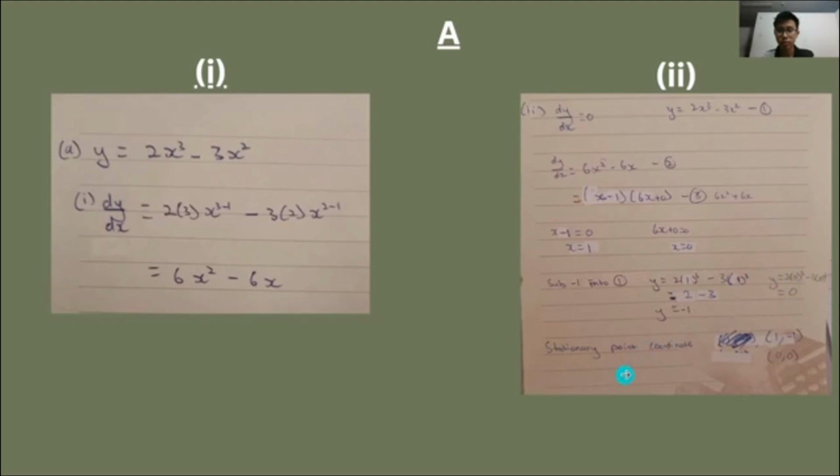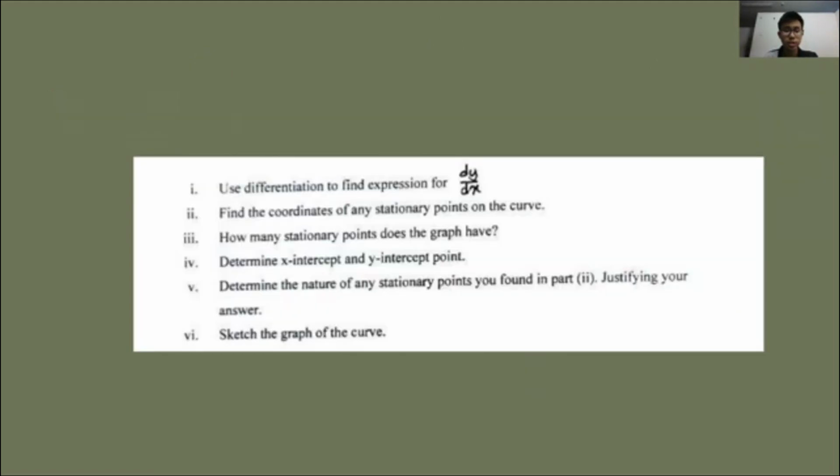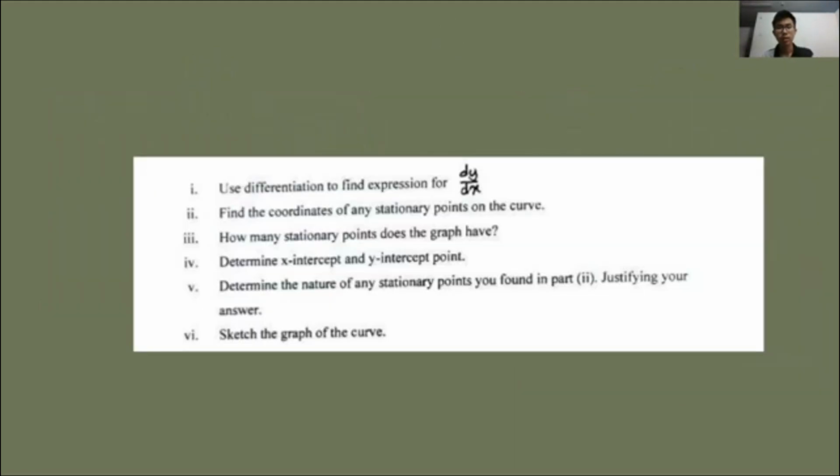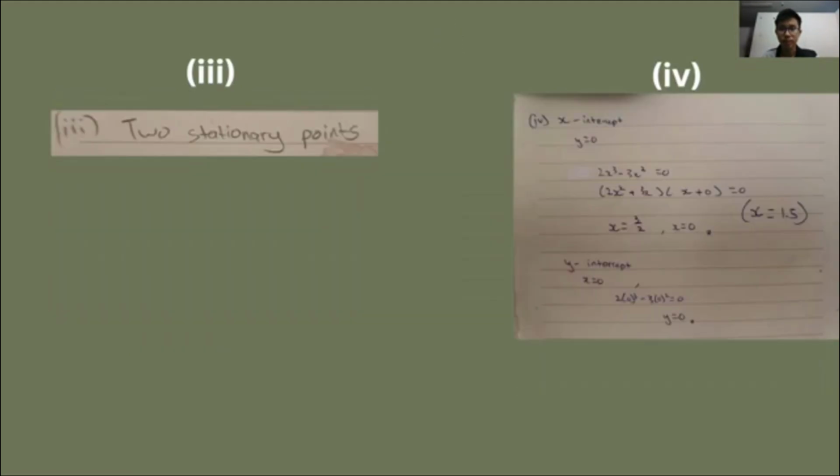So therefore, the stationary point coordinates we will have are (1, negative 1) and (0, 0). How many stationary points does the graph have? As you have found in question Roman 2, we have 2 stationary point coordinates. And later on, determine the x-intercept and y-intercept point.